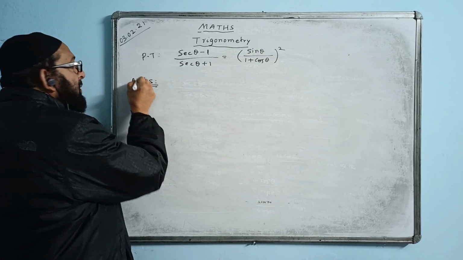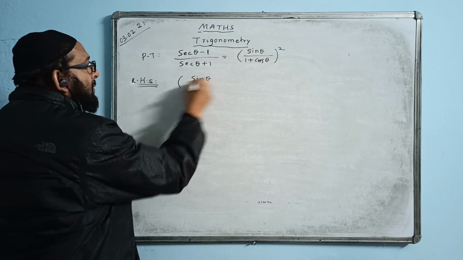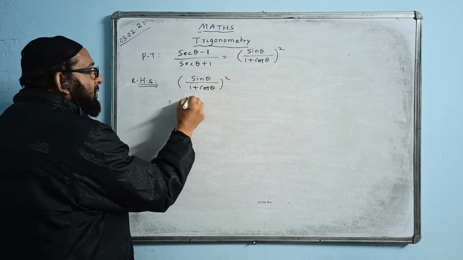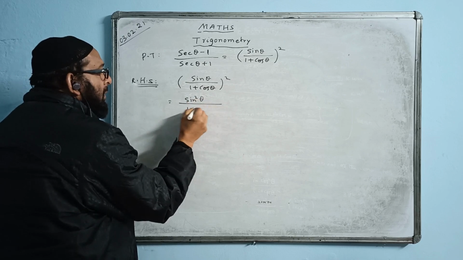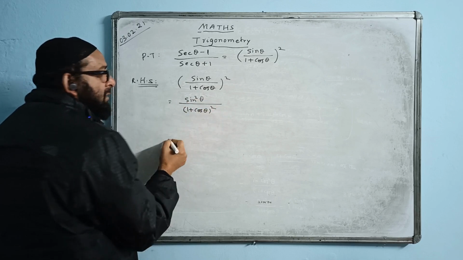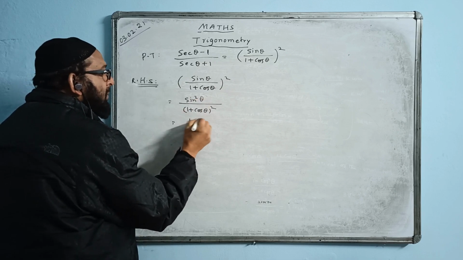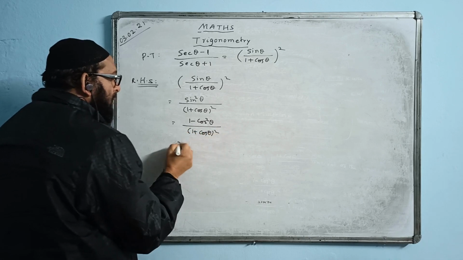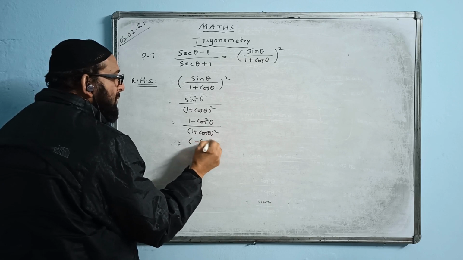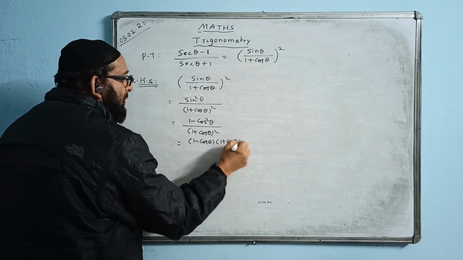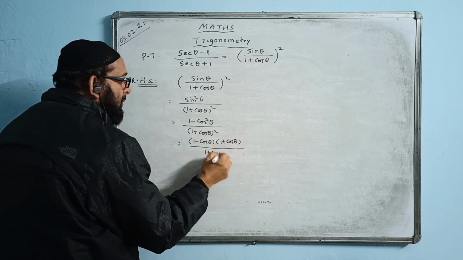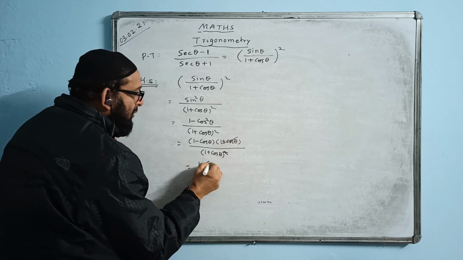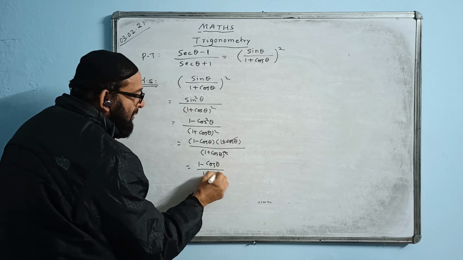If you do it from the right hand side, copy the right hand side first. Then sin theta by 1 plus cos theta whole square. Now, split the whole square individually: sin square theta by 1 plus cos theta whole square. Sin square theta is 1 minus cos square theta, by 1 plus cos theta whole square. This is a square minus b square, which is 1 minus cos theta times 1 plus cos theta, by 1 plus cos theta whole square. These terms will cancel. We are left with 1 minus cos theta by 1 plus cos theta.